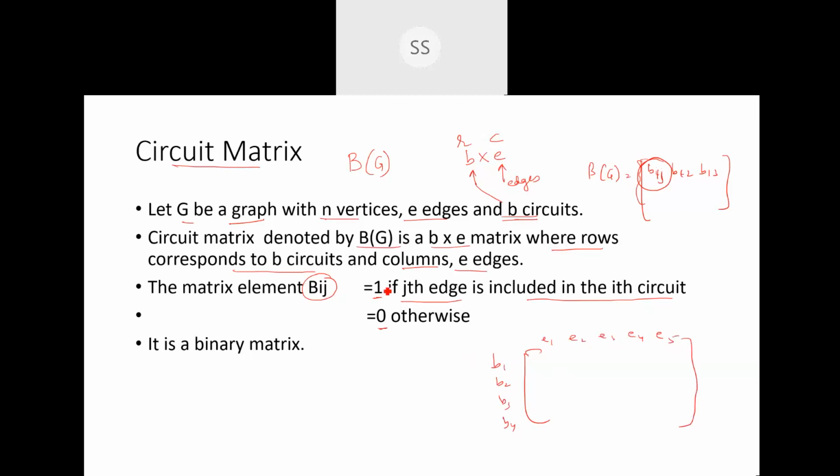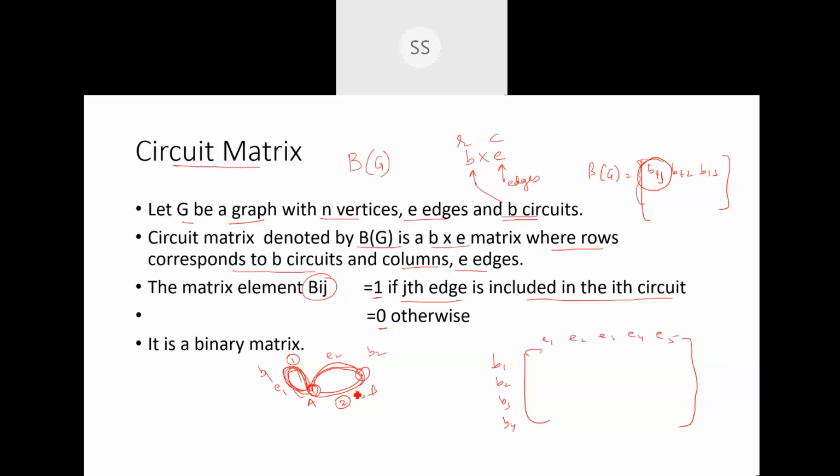I hope you remember the concept of a circuit. If you have the vertex A and the vertex B, how many circuits are there? This can be called a circuit, that is, from A you're going back to A, and this can be called another circuit. Here, this is edge E1, this is edge E2, and this is edge E3. So this is one circuit, B1.